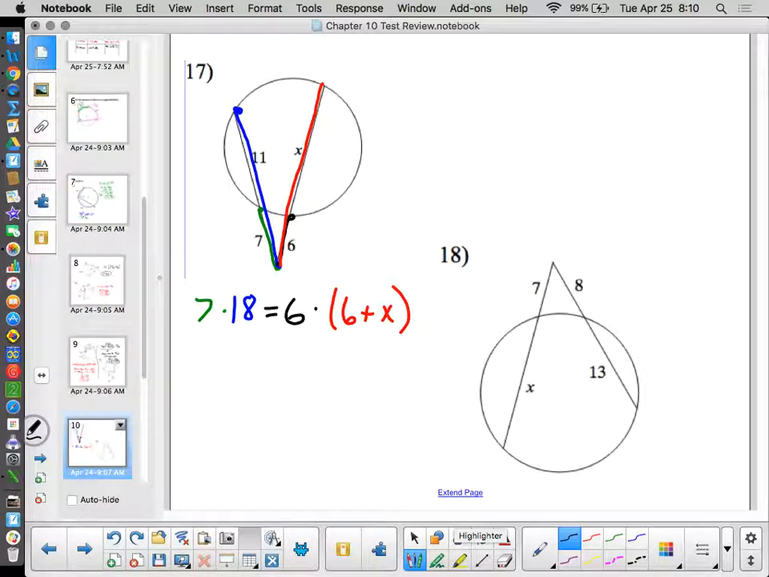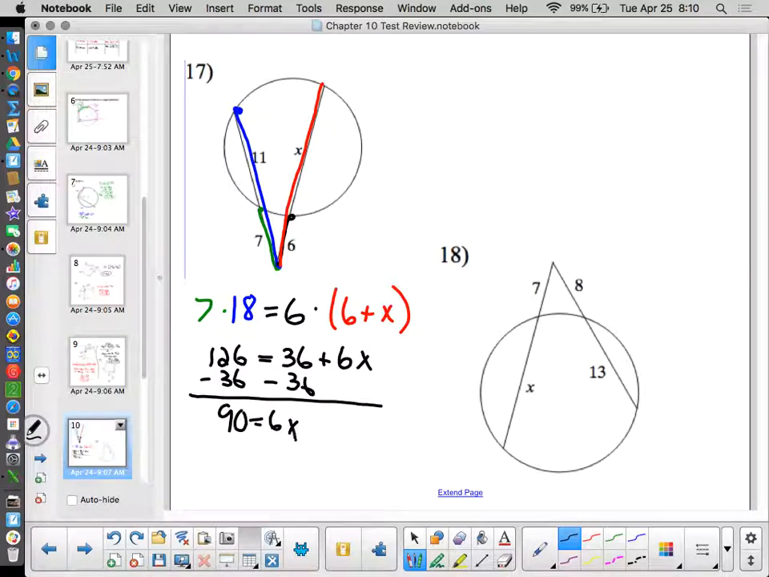7 times 18 is 70 plus 56 is 126, equals 36 plus 6x. Subtract 36. This is nice because it's not quadratic. I get 90 equals 6x, so x is 15.